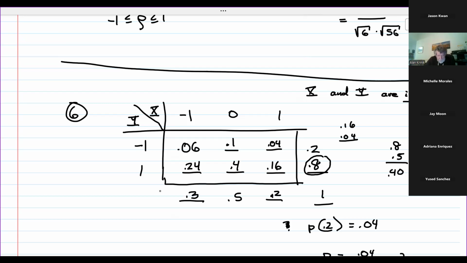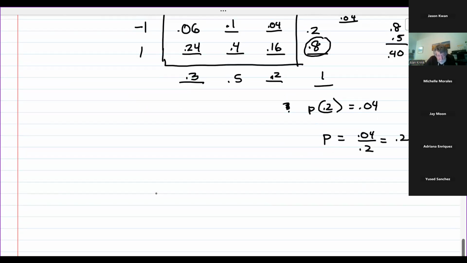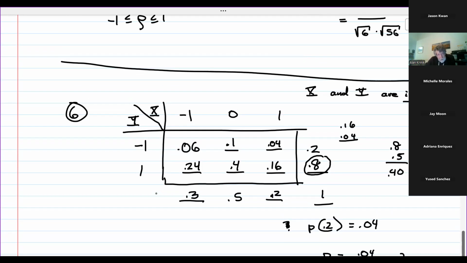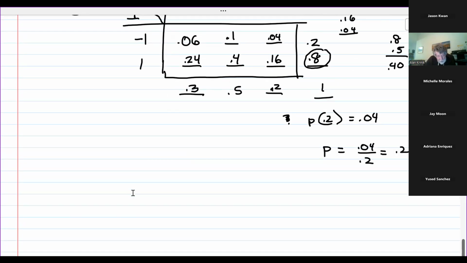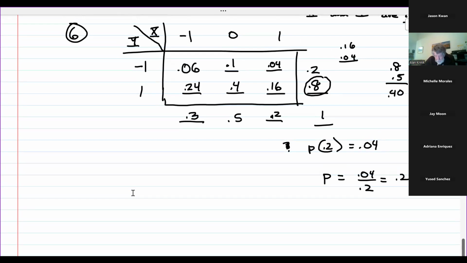Okay, so we're done with what? We're done with part A. It's not hard as long as you remember what independence means. If you don't remember independence, then it's an impossible problem. Okay, what about B? This was all part A. B asks, what's the probability that Y is greater than or equal to X?